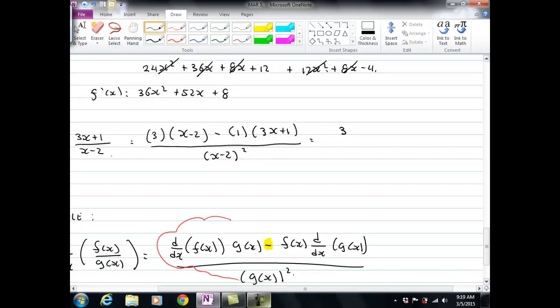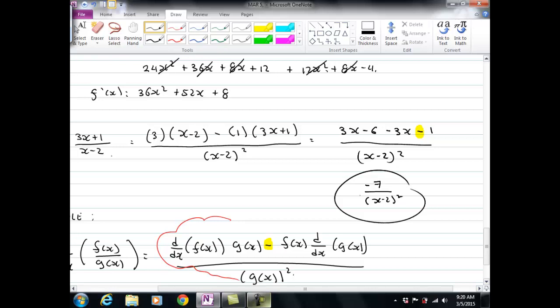Which gives you 3x minus 6 minus 3x minus 1. Be careful about that one. That's a minus 1 right here, not a plus 1. All over, see, I'm going to leave the bottom the way it is, (x minus 2) squared. And if you did this correctly, you should have negative 7 over (x minus 2) squared. And that is your derivative.